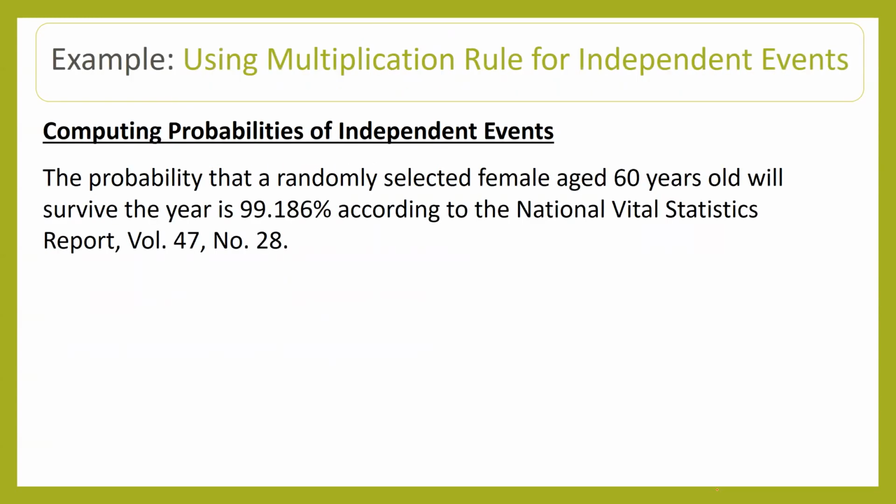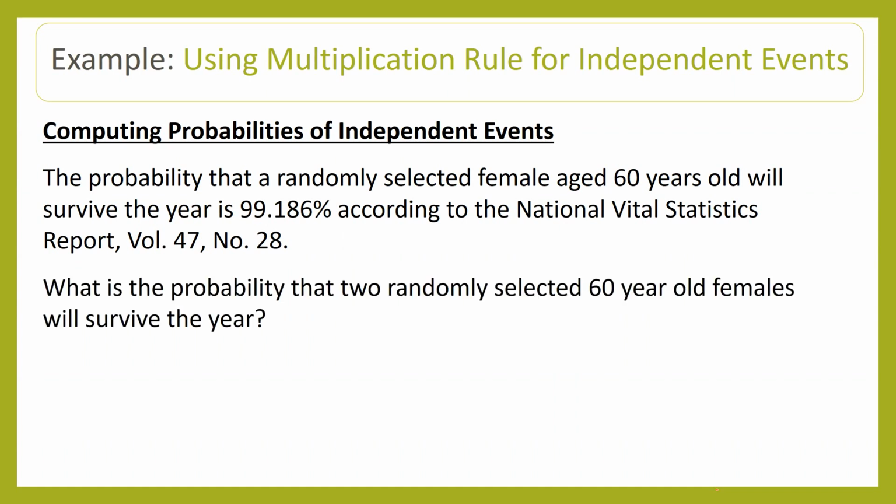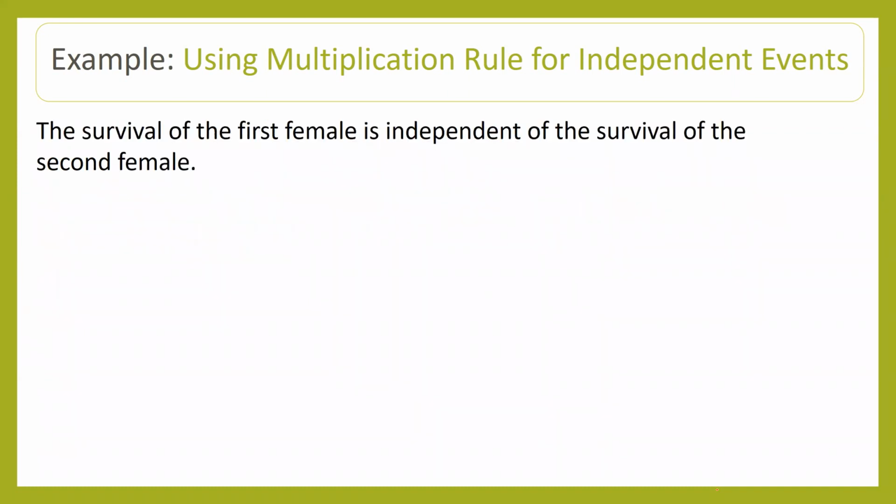All right, so let's look at some examples very quickly. The probability that a randomly selected 60-year-old female will survive the year is 99.186% according to the National Vital Statistics report. What's the probability that two randomly selected 60-year-old females will survive the year?